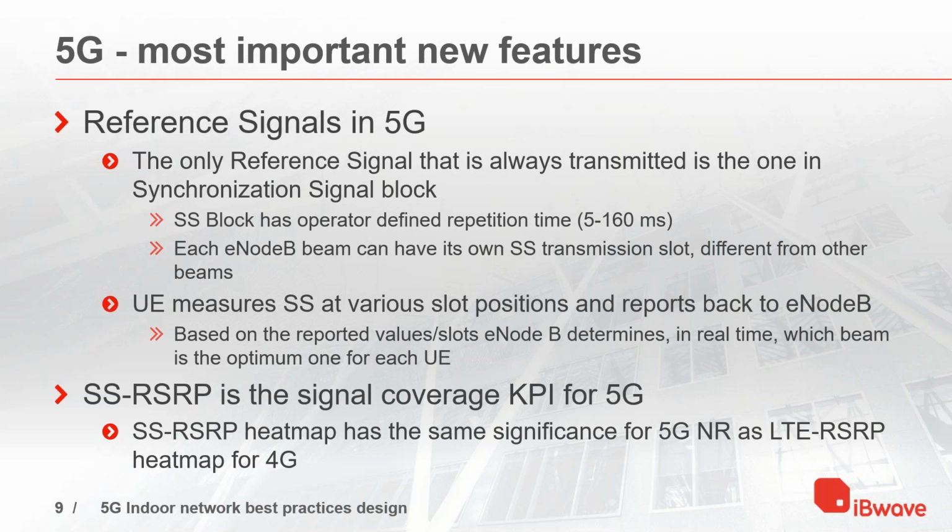So SS RSRP is the signal coverage KPI for 5G. That's meant to say that if you are used to using the LTE RSRP heat map for 4G to determine whether you have good coverage in the venue or not, then you will be doing the same using the SS RSRP heat map. You don't have LTE RSRP, but now you have SS RSRP, and that is your baseline measurement to figure out if the coverage is good in your venue.